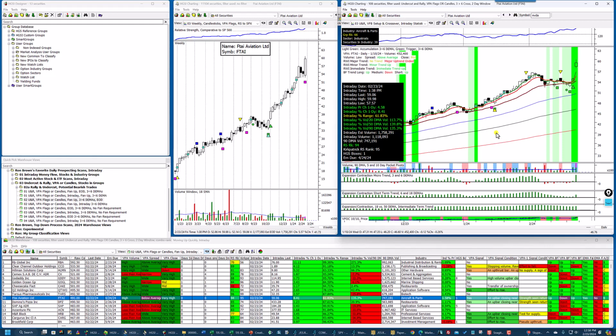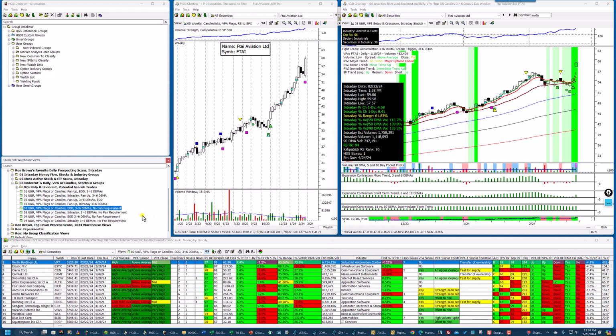Now I'm going to move on and show you that there are scans in here where there is no fan requirement. Same thing, but without the fan requirement. The 3 under the 6, 3 under the 6. This is end of day, intraday, end of day, intraday. And I put these in here because a lot of times, stocks do move before the fan is in place, and that's what these do.